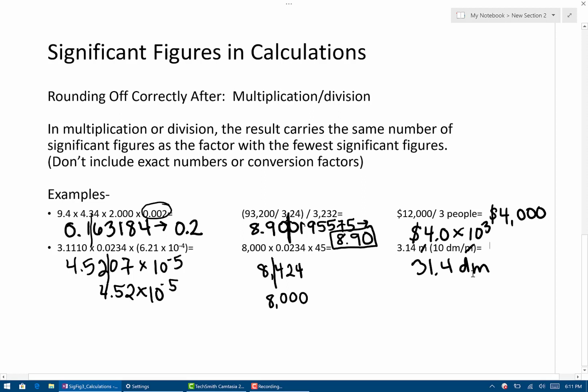And so you may feel like, oh, I gotta get this down to 1 significant figure. But again, this is a conversion factor, and like we said, you don't have to include that when you are considering the significant figures in your calculations. So we don't have to take this conversion factor into consideration. So we can simply leave our answer as 31.4 decimeters. Okay, let's do some practice.